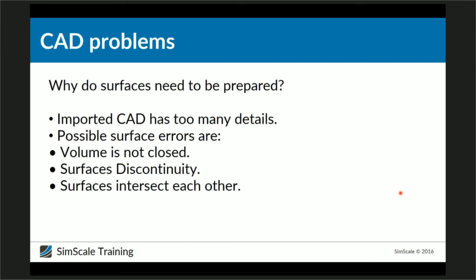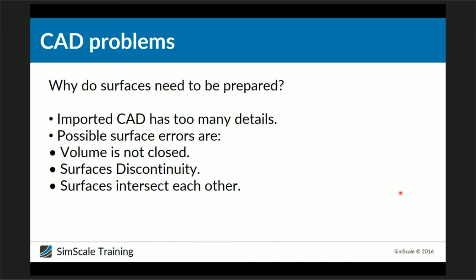And another big problem is that during the import, a lot of problems can happen, translation errors, and then you have errors in your model. The most common error is that the volume is not closed, which is a big deal for CFD, because if your volume is not closed, it's not watertight, not fluid tight. Then there is surface discontinuity, so something is not connected, or surfaces intersect each other.